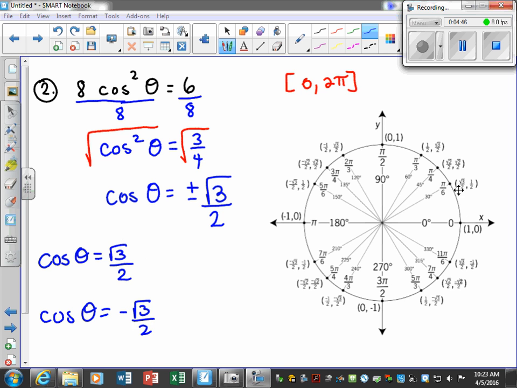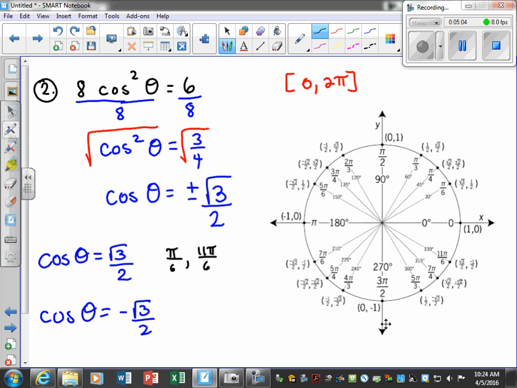Well, here's the first one, pi over 6, so this one's going to be pi over 6. And any more for positive square root of 3 over 2 for our x value? 11 pi over 6. Good.